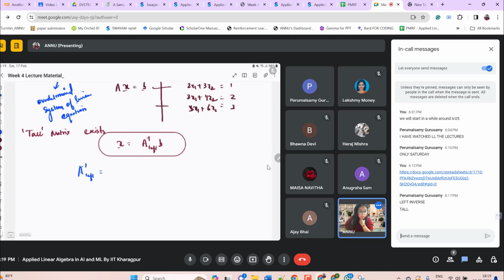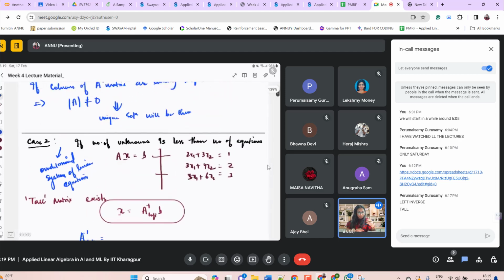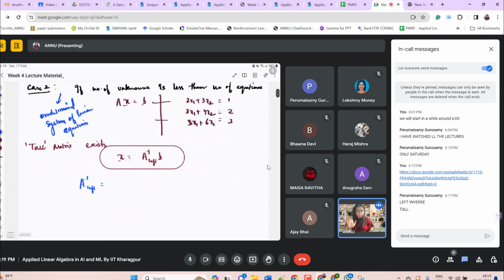Guruswami will tell. Anyone else? Maisa, Anuraga, Ajay, Neeraj, Bhavna, Lakshmi. So in this way we will see case by case and we will not have any issue with that.